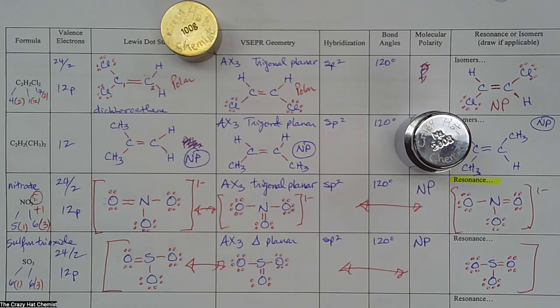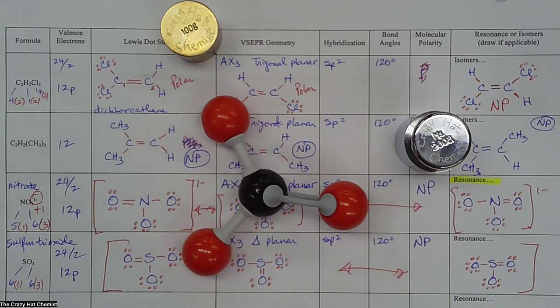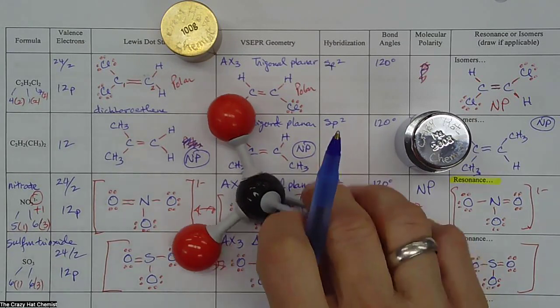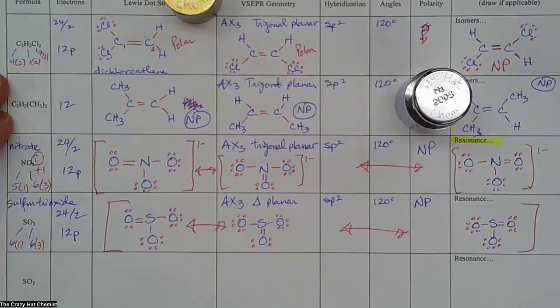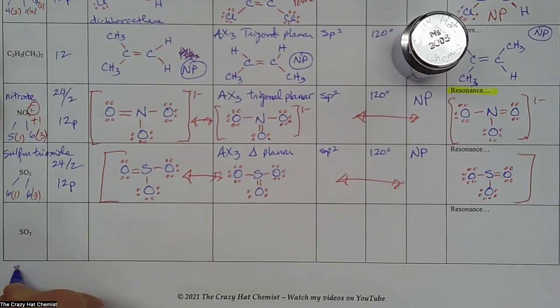In fact, the bonds are about a bond and a third in energy and in length. All right, and that is the same structure that we did for the nitrate. It's the same kind of thing. That is the sulfur trioxide. We have one more problem to do, folks, and then we are done with this. And this is sulfur dioxide.